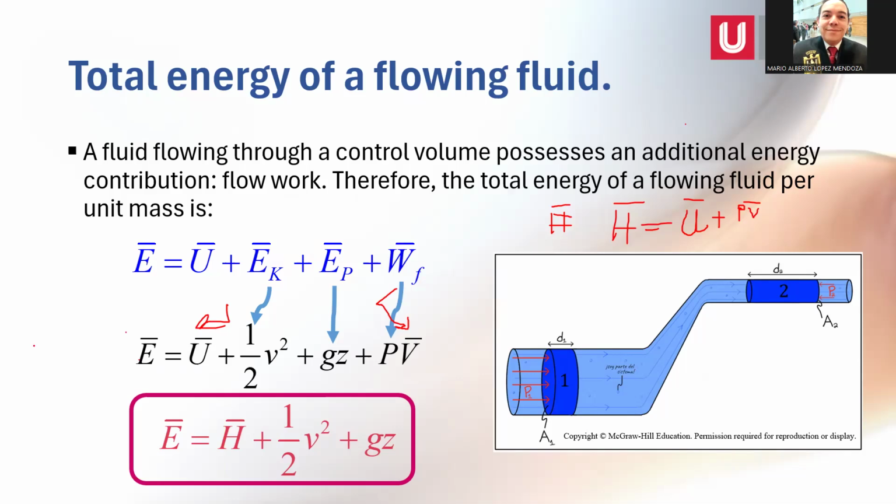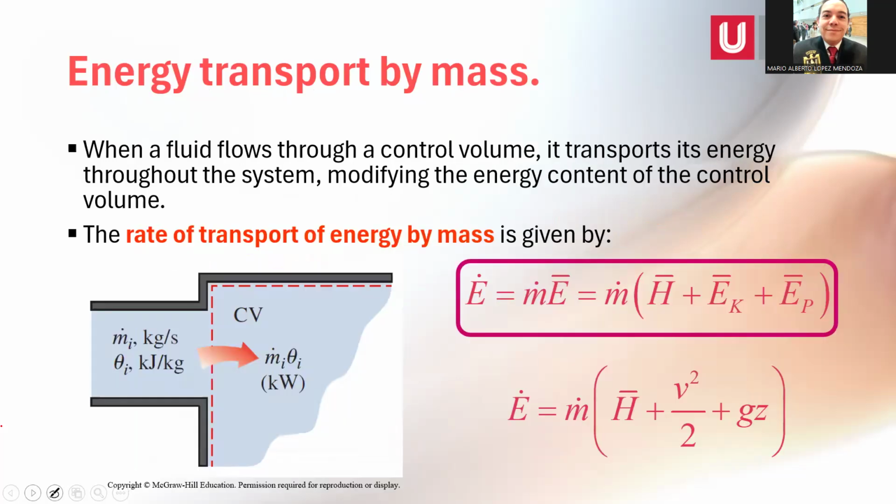So, we can put together these two terms and rewrite the specific energy as the summation of the specific enthalpy of the fluid plus its kinetic energy plus its potential energy. This equation in red is what we will be using along the course for estimating the energy in open systems. So please have it very, very in your mind.